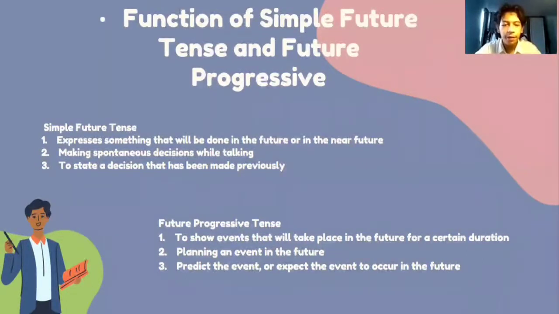And for the future progressive tense, number one is to show events that will take place in the future for a certain duration. Number two, planning an event in the future. And number three, predict the event or expect the event to occur in the future.